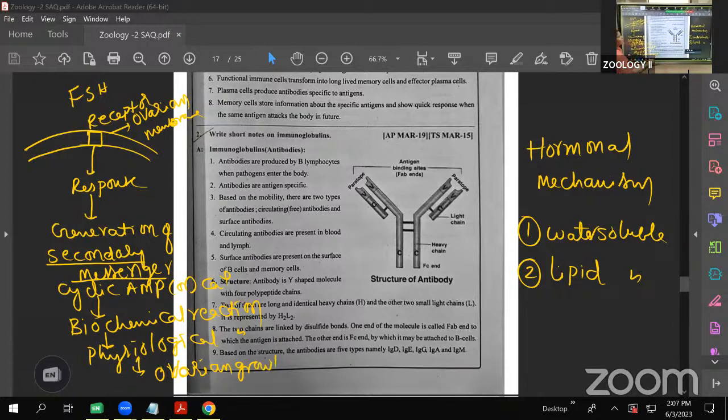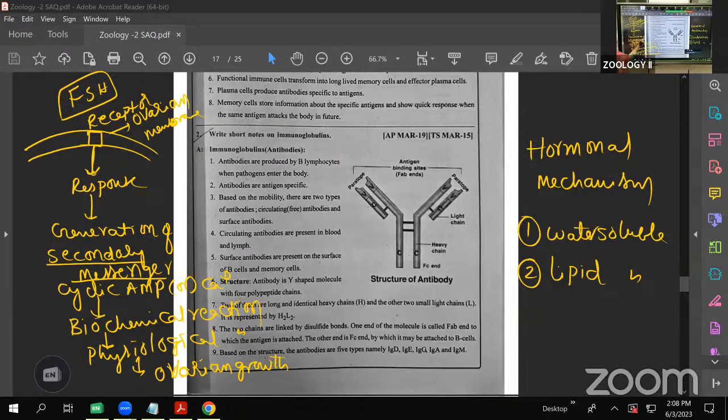This is about the water soluble hormones. The water soluble hormones mainly require the secondary messenger for transport. For example, follicle stimulating hormone stimulates the ovaries. First there is the ovarian membrane. The hormone enters and gives the response.